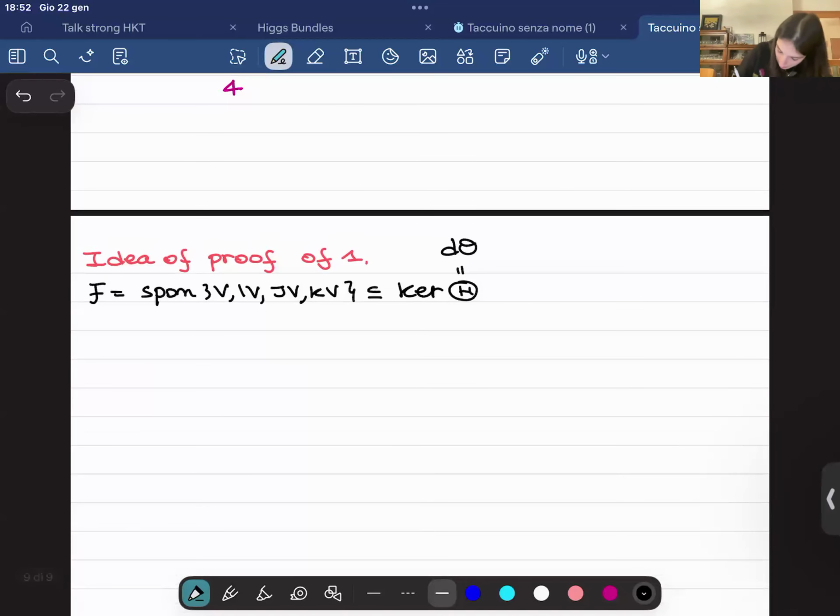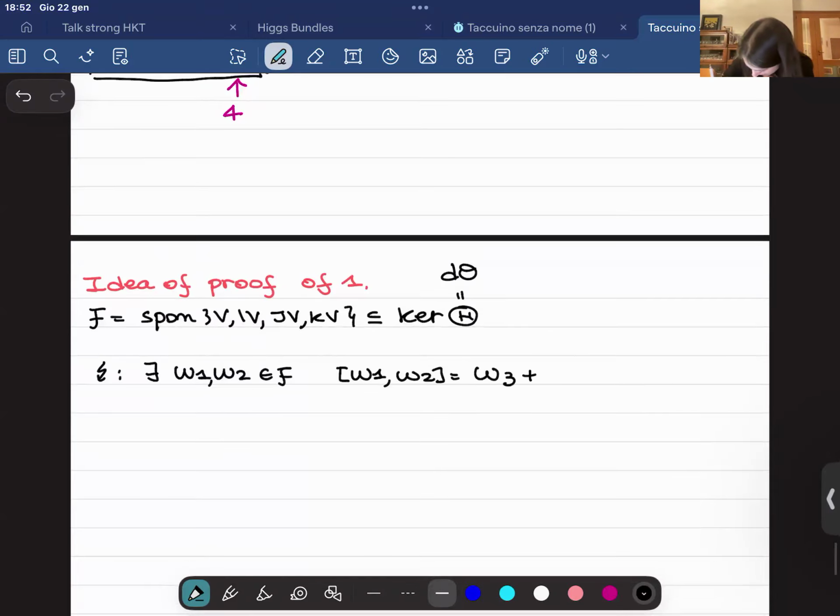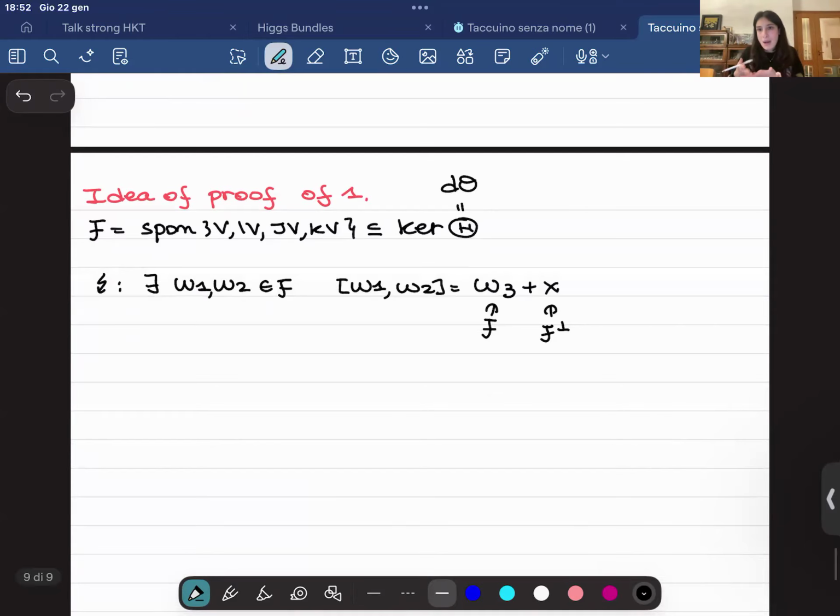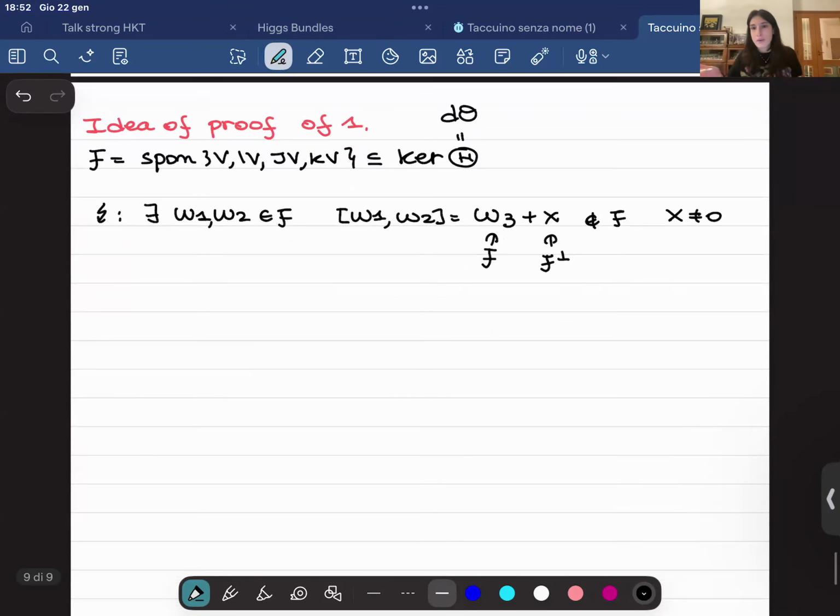And by contradiction, we assume that there exist W1 and W2 in F whose bracket is not in F. So the bracket [W1, W2] is equal to W3 plus an X. This W3 is inside F, this X is inside F orthogonal. And since I'm asking that this is really not in F, X is different from 0, that's the point.